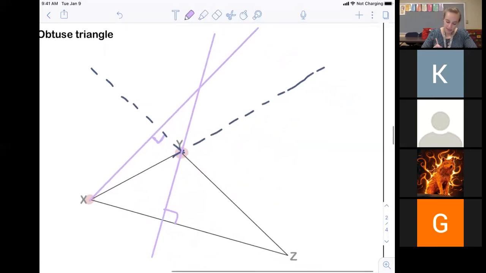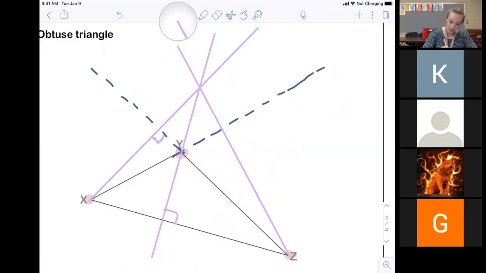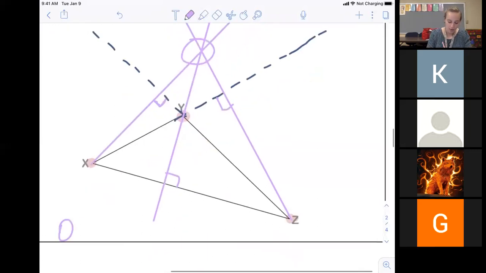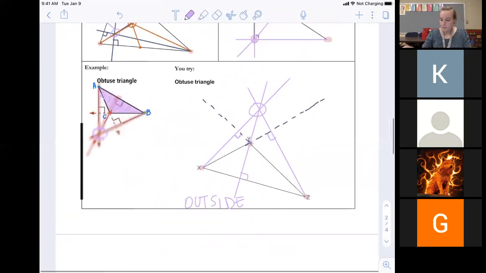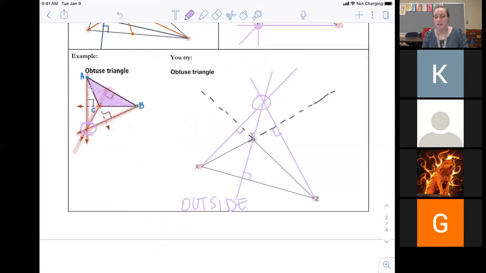And then the last one is Z. Again, if I try to draw from Z to the side XY inside the triangle, there's not a right angle at all. So I have to keep going outside, outside, outside. Again, these should meet, so I'm gonna guess right about here. That looks about as right as I can get it. And this orthocenter is now outside the triangle. Centroids cannot go outside the triangle. Altitudes can go outside the triangle.